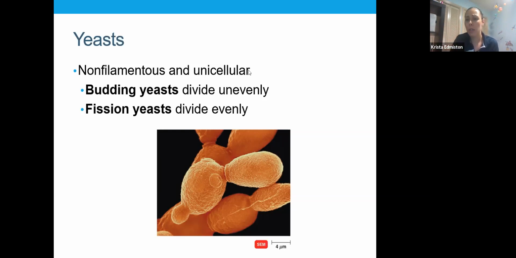They're unicellular, whereas we just saw we could see more than one cell on those hyphae, separated. Yeast are just single celled, and either they bud, like Saccharomyces cerevisiae that you guys probably saw in the lab with the little bud that came off, or they just divide by fission. So the bud means that it's unequal division. The little bud is smaller than the original cell, and it eventually grows into the same size, whereas fission yeasts just divide into two cells.